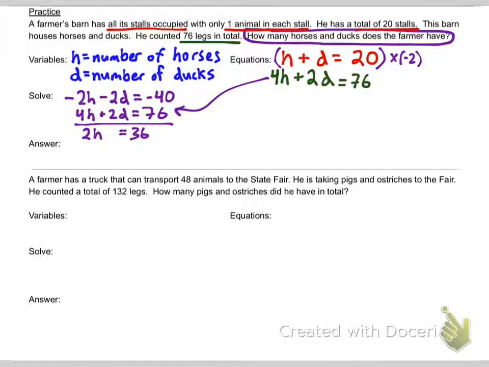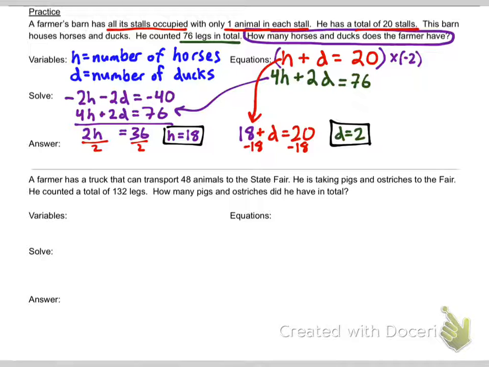Notice -2d and +2d add up to 0, so we get 2h equals 36. This is a very fast equation to solve now. Divide both sides by 2 and you get h equals 18. We do need both variables though, so let's plug it back in. I'm going to choose to plug it into the first equation before I multiplied it because there are no coefficients on those variables, and that will be very fast to solve for. So we plug in 18 for h, and now we need to find d. Subtract 18 and d equals 2.